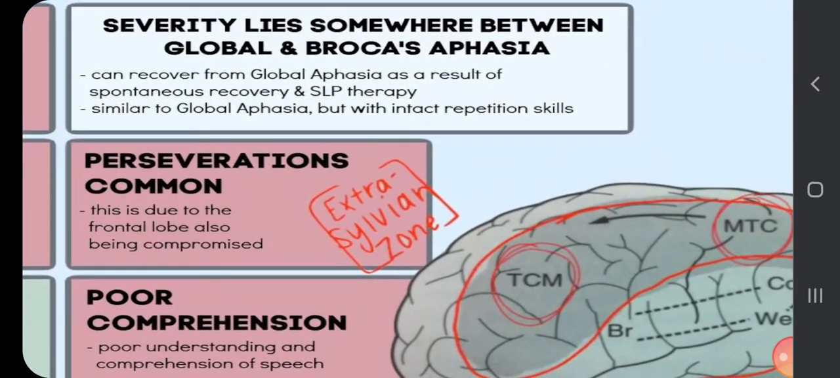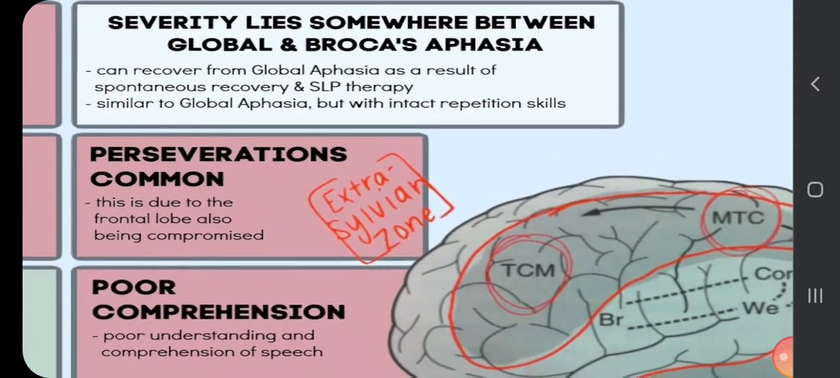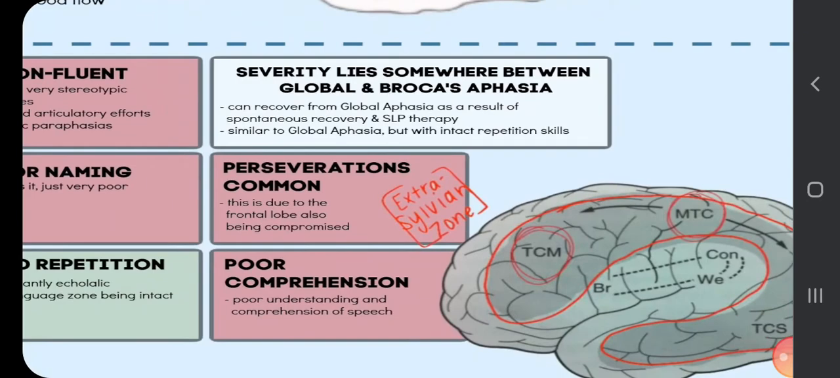Perseverations are however common, and this is due to the frontal lobe also being compromised. Perseveration is a type of symptom in which the person keeps on saying a response even if the stimulus is not present. For example, I showed a person the card of a car, and then I removed the visual stimulus and gave him another object to name, and he just kept on saying car for like 5 or 10 trials. So this is perseveration.